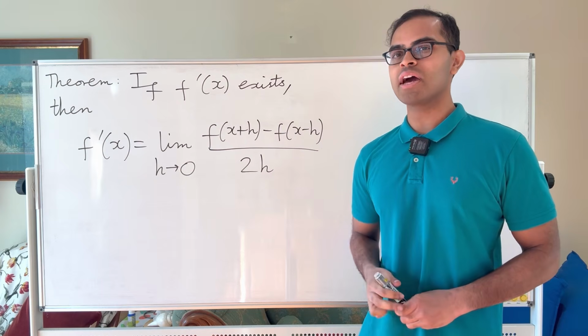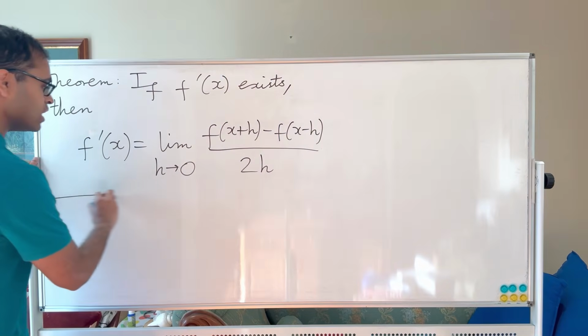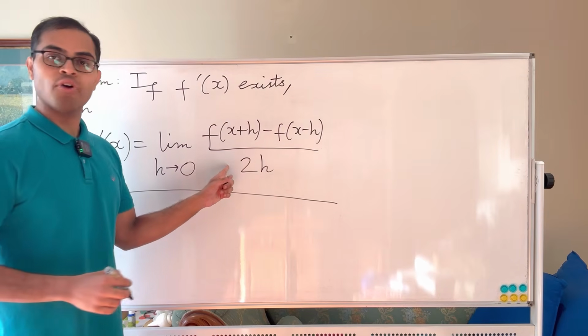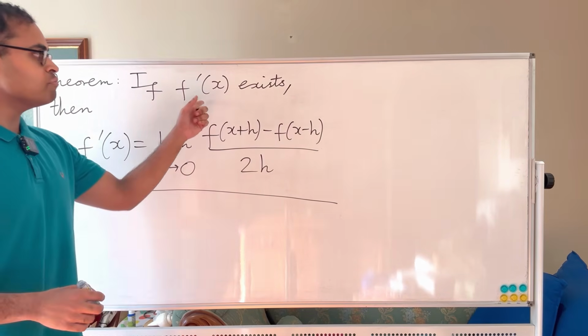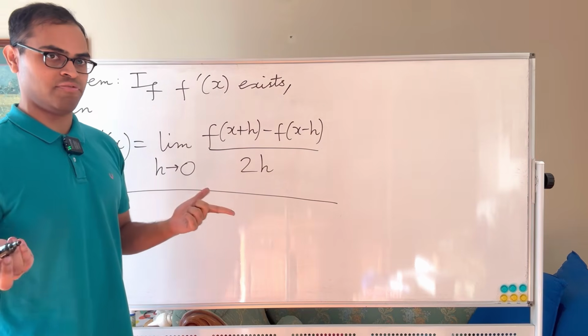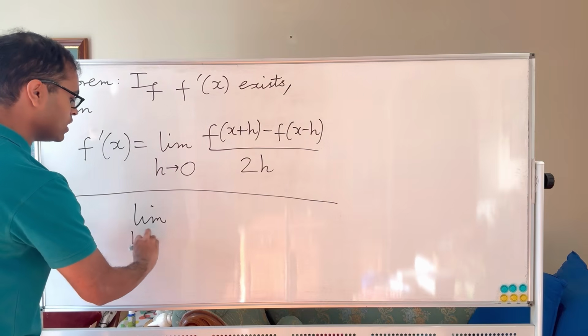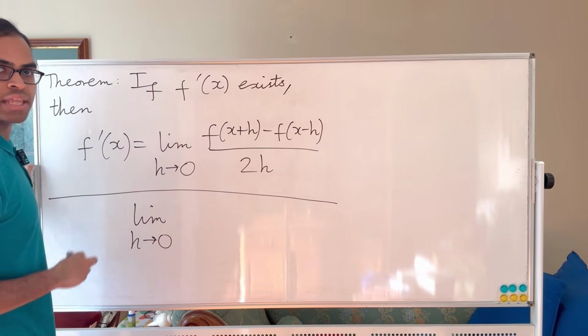That's pretty interesting, right? So how does this work? Let's prove it. And I'm going to show you at the end a crazy example that shows that this formula actually doesn't work if f prime of x does not exist. So it's very important f prime of x exists in the first place. So what we're going to do is find this limit and show it's equal to f prime of x, assuming that exists.